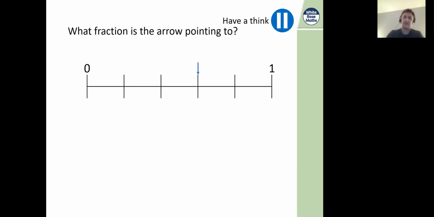Now, have a think about this number line between 0 and 1. Think about how many equal parts it's been broken up into along that number line. And then think what fraction the arrow is pointing to. Have a think, maybe pause the video and have a go, and come back to the video once you've had a try.